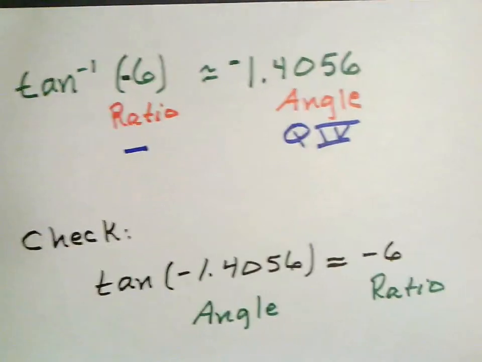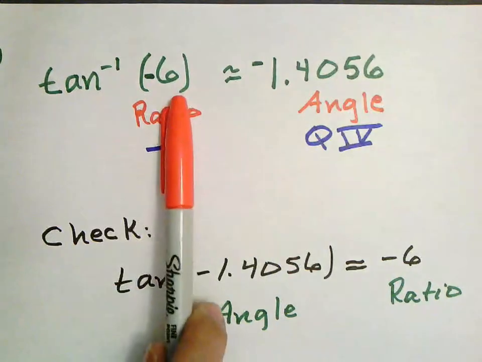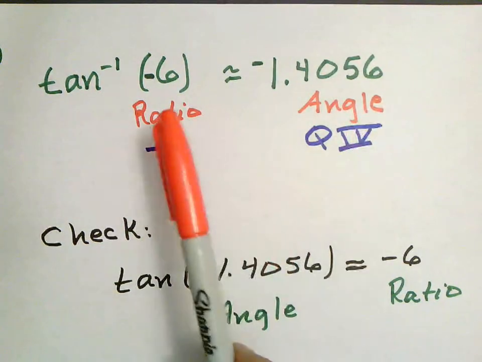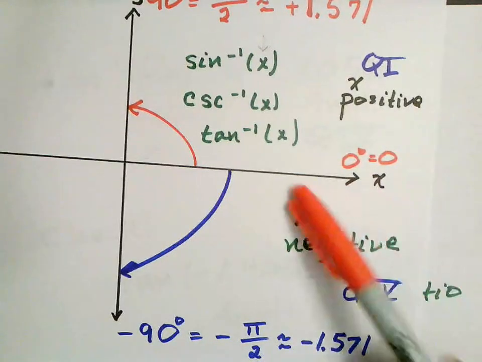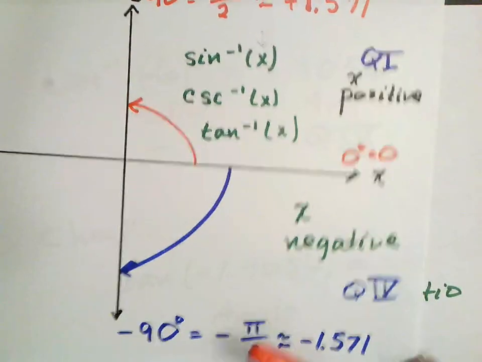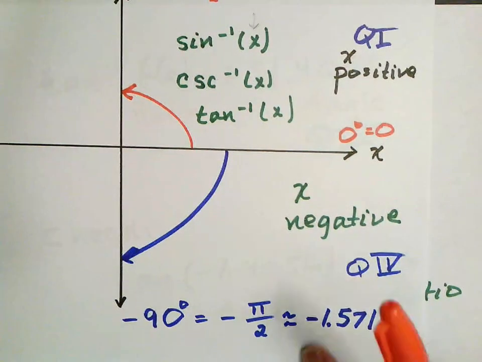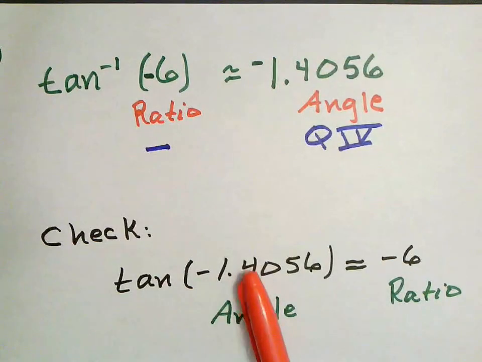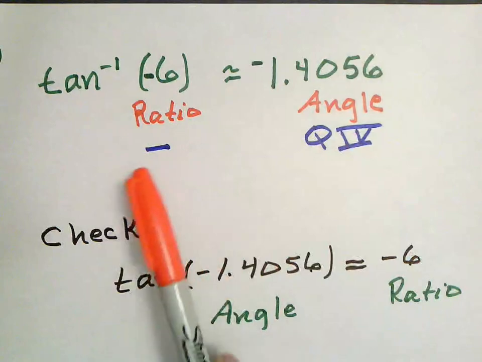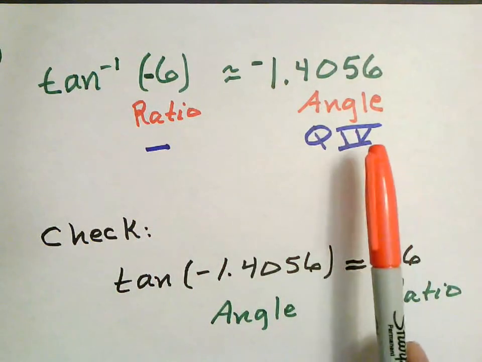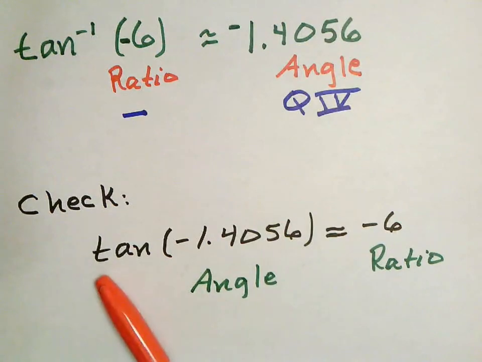Here, if we have inverse tan of a negative 6, here's the ratio and here's the angle. The ratio is negative, and we're getting something in the fourth quadrant. So let's look at that. You see, fourth quadrant between 0 and a negative pi over 2, which is between 0 and a negative 1.571. Well, negative 1.4 is between what? Between 0 and a negative 1.5. So this is what I'm saying. The ratio is negative. We get an answer in the fourth quadrant. This is how we can check it. We take the tan of the angle, which is approximately the ratio. Let's look at a third example.